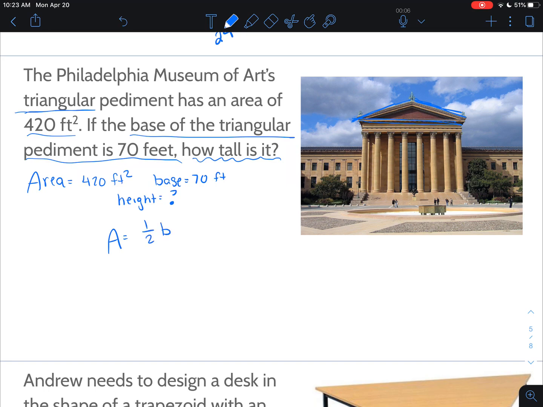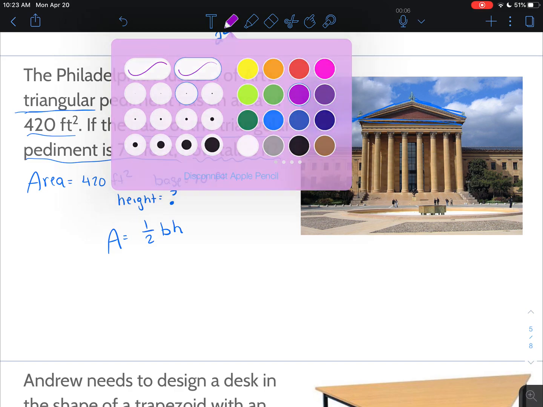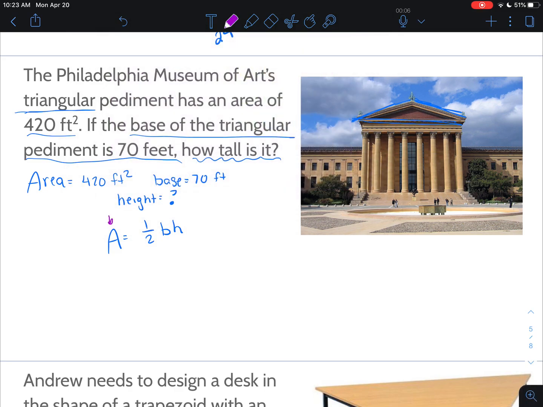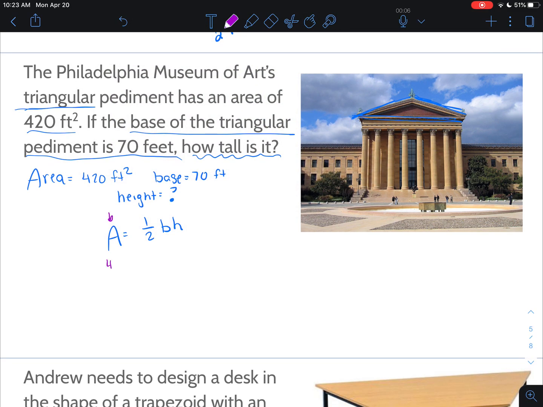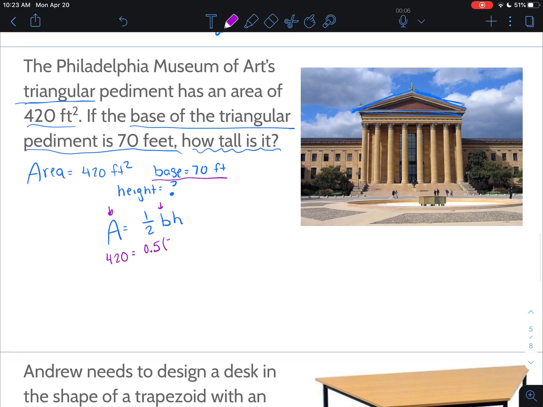And we are going to plug in everything we know to create the equation to solve. Starting with A, or area, we know that area is 420. The 1/2 just comes down. We'll write 0.5 to make our lives easier. Now the base. Can we substitute anything in for the B? We know the base is 70, so we're going to write 70 instead of B.